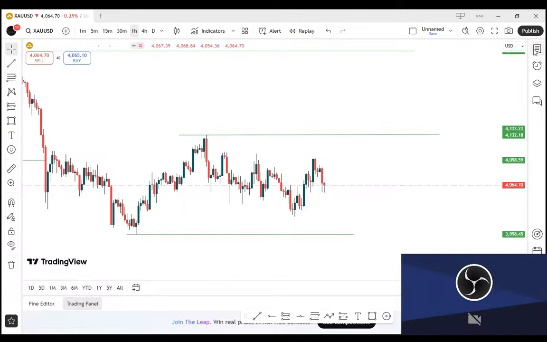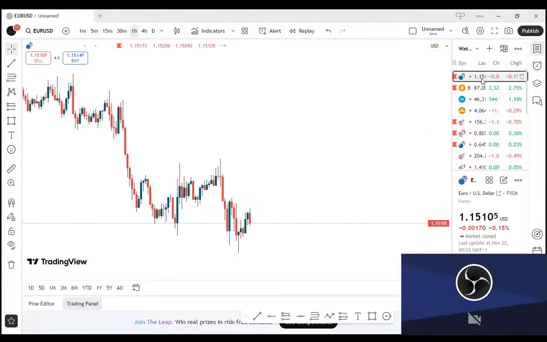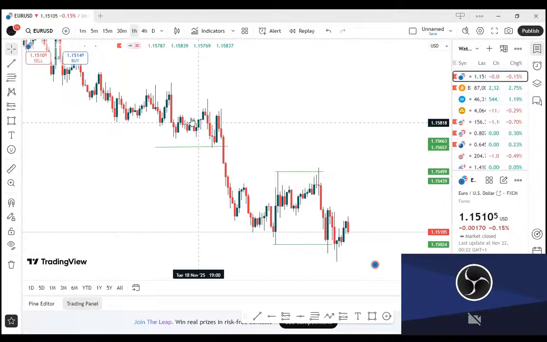Okay, somebody said Euro USD. Let's look at Euro USD. I think I've analyzed that as well. Euro USD, we're still having our key zones on Euro USD. Let's look at the preview from the higher time frame down to the lower time frame.